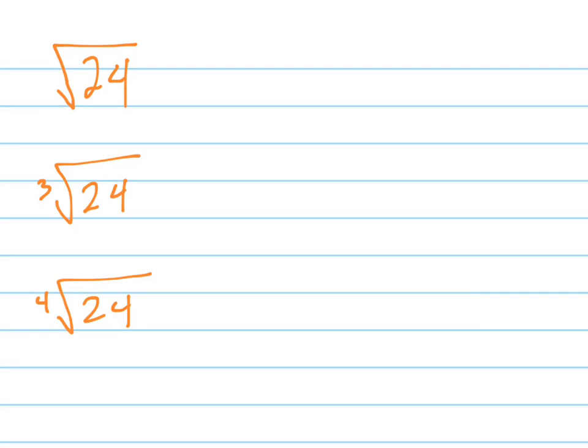Let's simplify the square root of 24 and also the cube root of 24 and the fourth root of 24. Let's do that to help us understand how to simplify radicals. Well, remember this is a square root. It doesn't have anything here, but that means there's a 2 there, which another way to think about that is 24 to the 1/2 power. That's what a square root is.